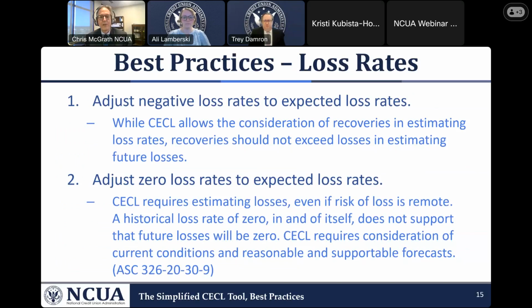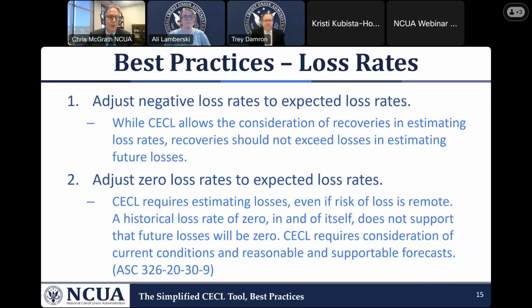So let's get started with the obvious. Adjust negative loss rates to the expected loss rate. Negative loss rates are caused when recoveries exceed charge-offs. As we know, recoveries lag behind charge-offs and may not be related to the 3-year look-back period. So if you see a negative loss rate, please fix it.